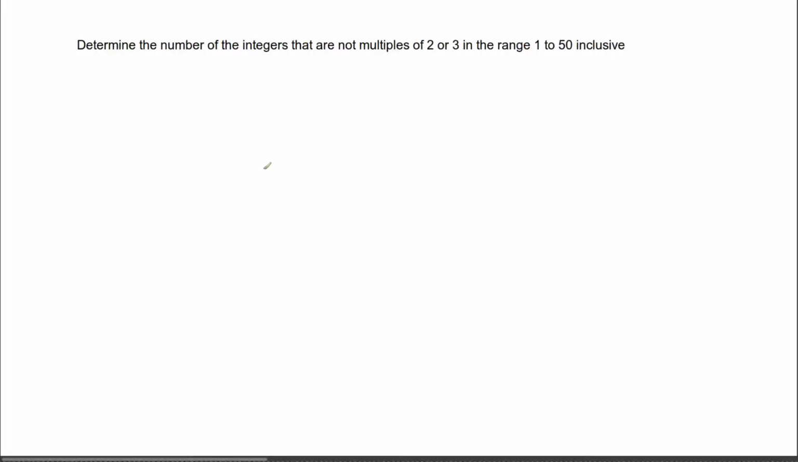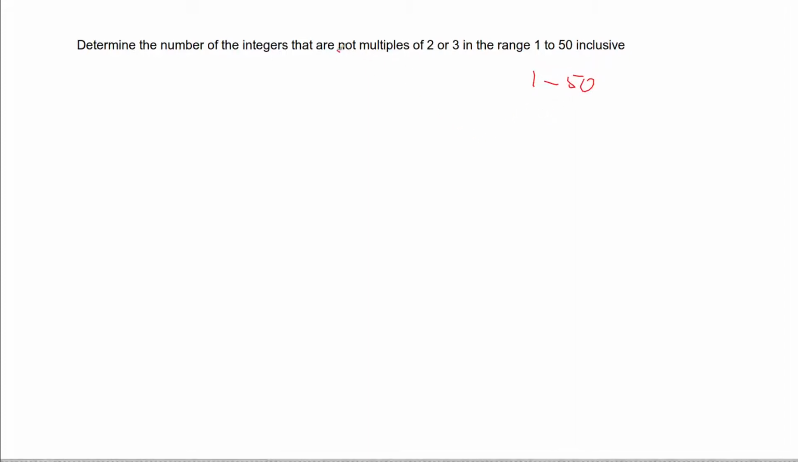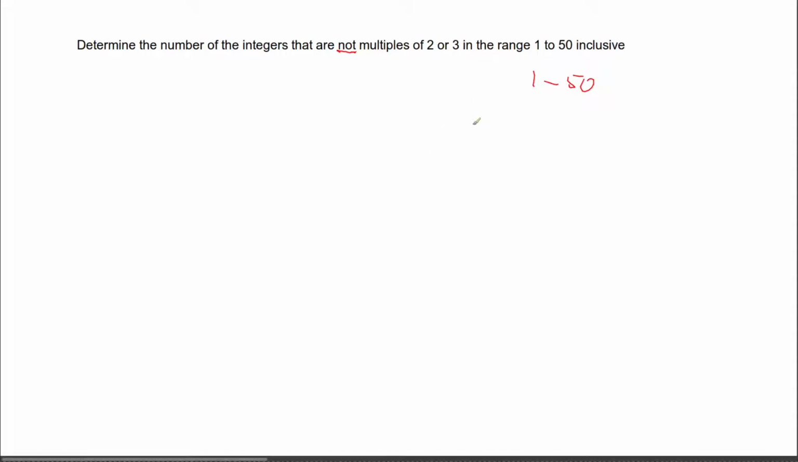Hi, in this video, I'm looking at this problem where we're trying to determine how many integers are not multiples of 2 or 3 in the range of 1 to 50 inclusive. So with this problem, we've got the numbers from 1 all the way up to 50, including those numbers, and we want to know how many of them are not multiples of 2 or 3.